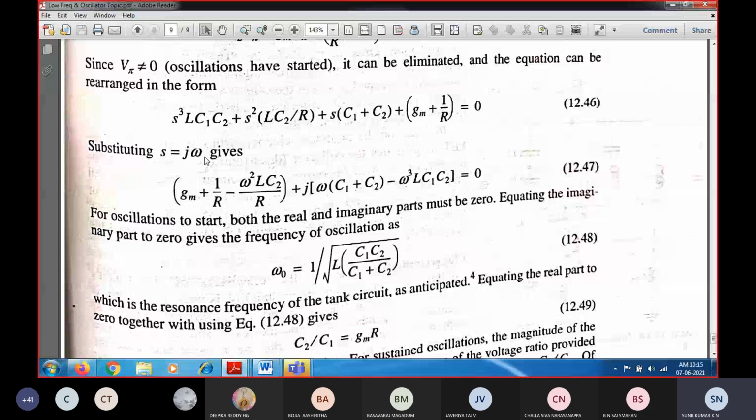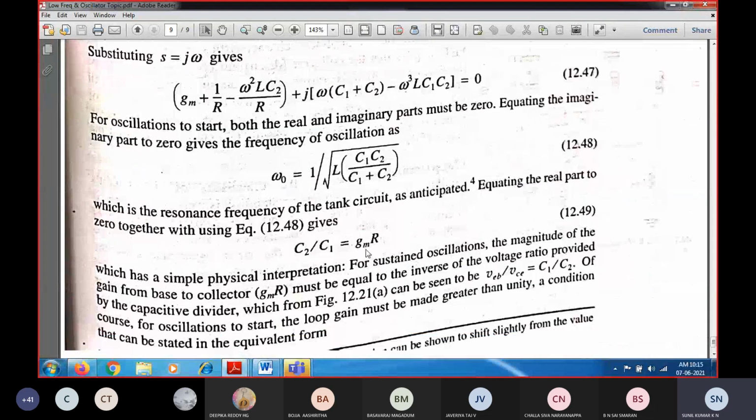And next, if I equate the real part with the gm times R, I will be getting the feedback factor ratio. This is the real part of the expression, wherein if you equate it to this gm times R, you will be getting this ratio C2 by C1, which will be equal to gm times R.